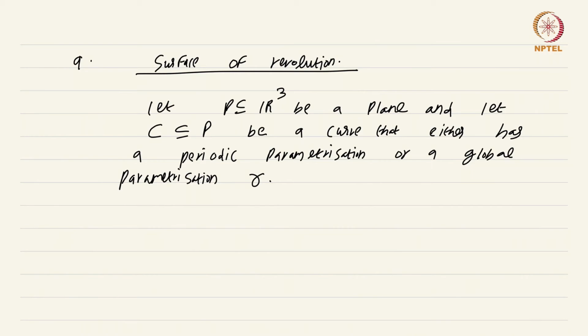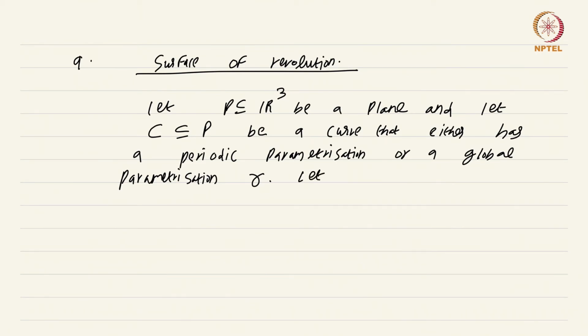It turns out that any one-dimensional manifold always admits either a global parameterization or a periodic parameterization, but I am not going to prove this in this course. That is usually shown in differential topology: any one-dimensional manifold is going to admit a global parameterization if it's non-compact and a periodic parameterization if it is compact. Okay, so let C be such a curve.